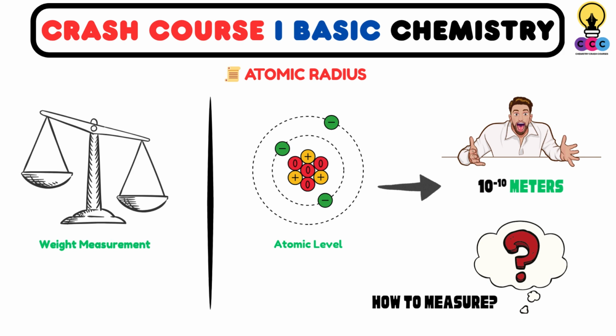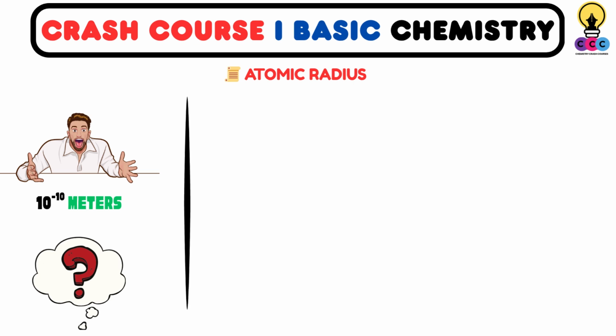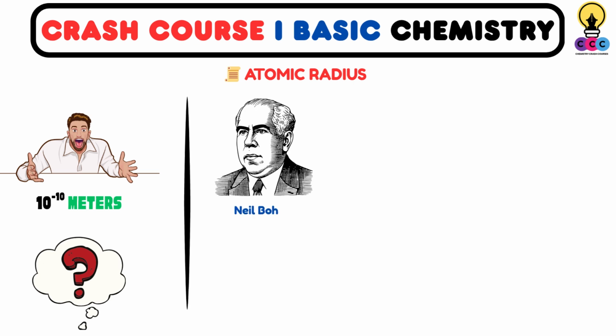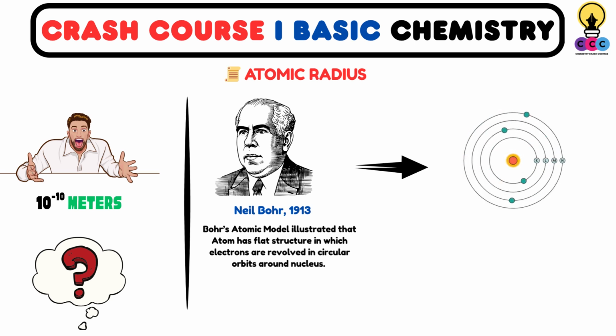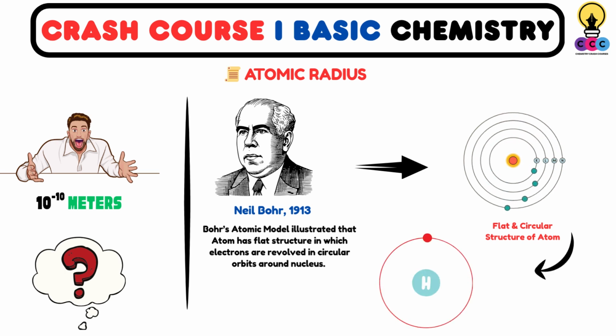To address this challenge, we encounter Niels Bohr's atomic model. In 1913, Niels Bohr proposed a flat model for the atom in which electrons move around the nucleus in definite orbits known as shells. He stated shells are fixed, and therefore he allocated different names to these shells like K, L, M, N, etc. This structure makes us able to measure the size of the atom because it looks like a circle, and by applying simple mathematical operations we can measure its radius.